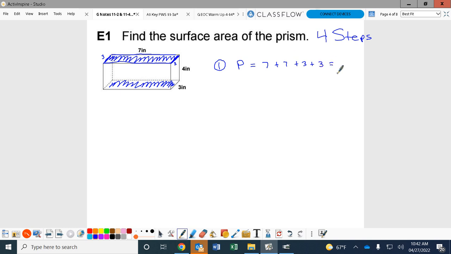So, perimeter is just adding up all the sides on the one that you shaded in. Add them all up. What do you get? 20. There we go. Number 2 is going to be to find the area of the base. We need to find the area of a rectangle.